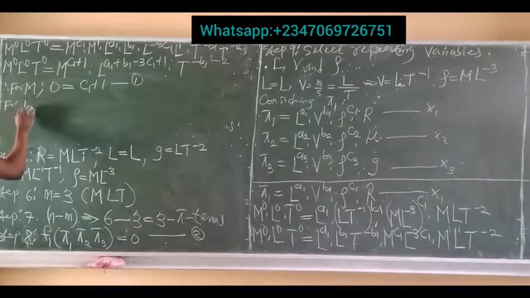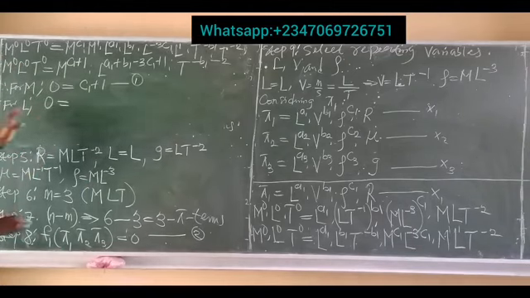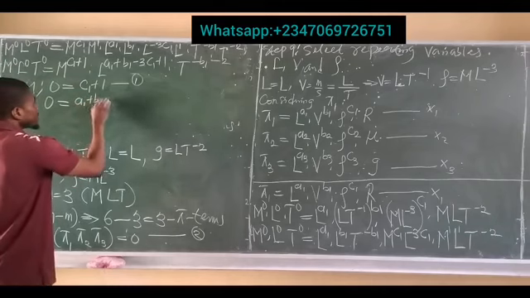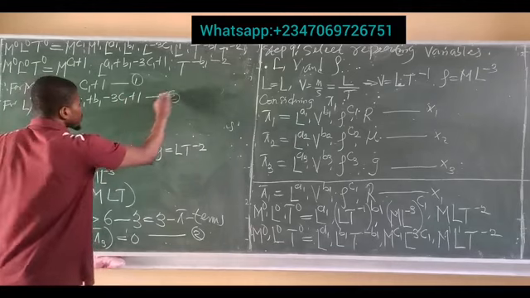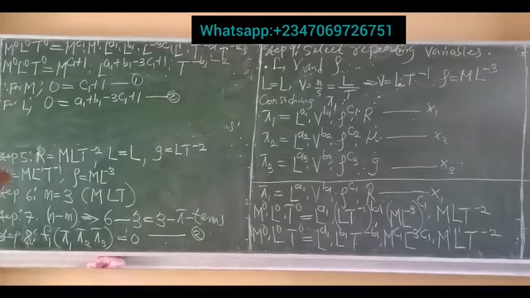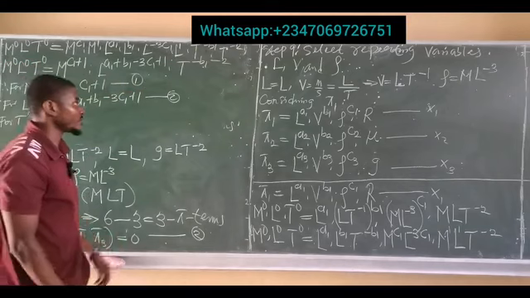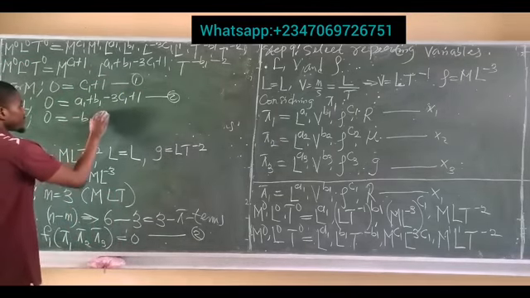Then for L, the power of L here is 0, so 0 is equal to the power of L on this other side. I have here A1 plus B1 minus 3C1 plus 1. Call this equation 2. Finally, for T, I have the power of T here to be 0, and this is equal to the power of T on this side of the equation. You have minus B1 minus 2, minus B1 minus 2.